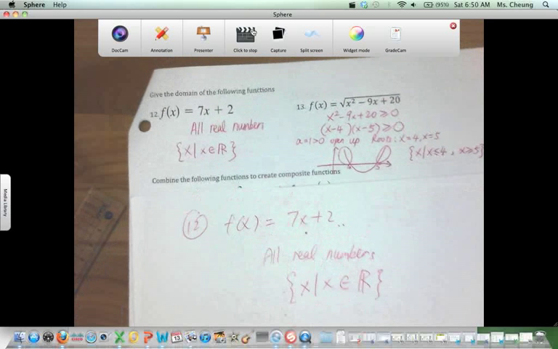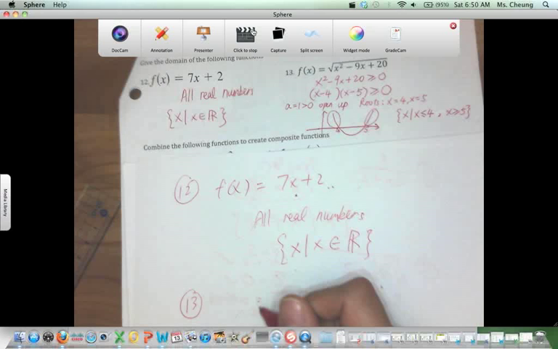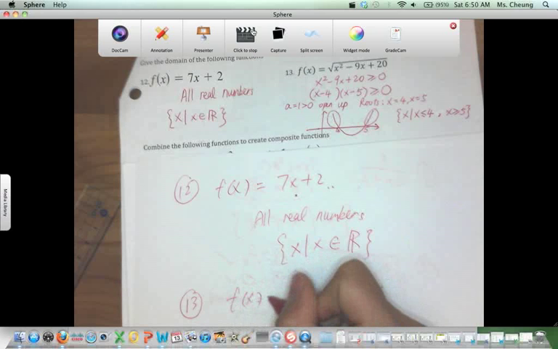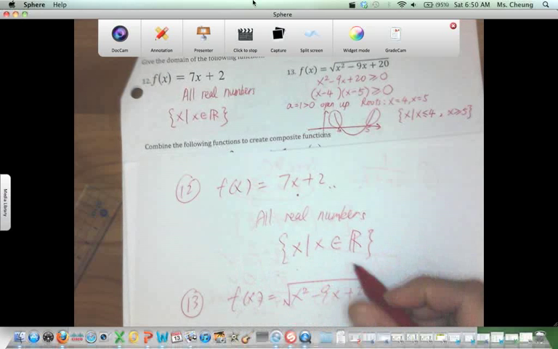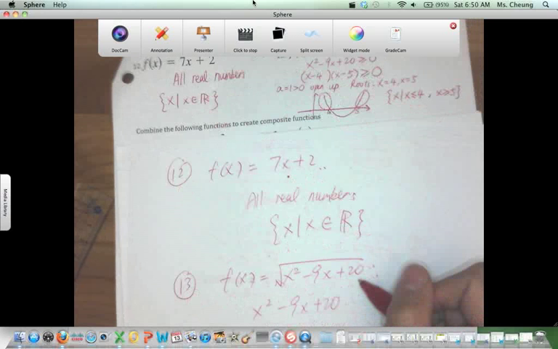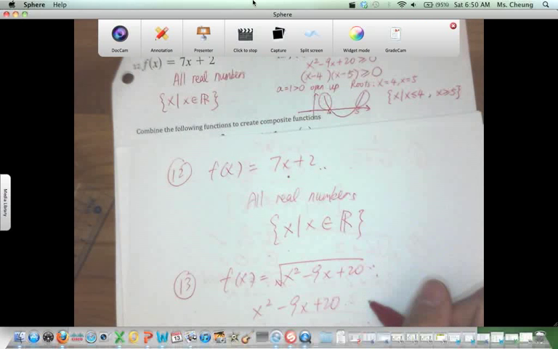For question 13, there are two ways to work on it. But the first thing you know is that f of x equals the square root of x squared minus 9x plus 20. So this is an expression under the square root. Because it's under the square root, it's defined for positive numbers and 0. So I can put x squared minus 9x plus 20 greater than or equal to 0.